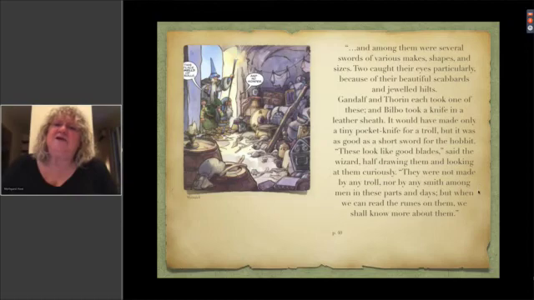Do the trolls turn back into trolls? No, they do not. Once they're hit by sunlight, they are permanently stone. Permanently stone. That's why they have to have a place to hide during the day.